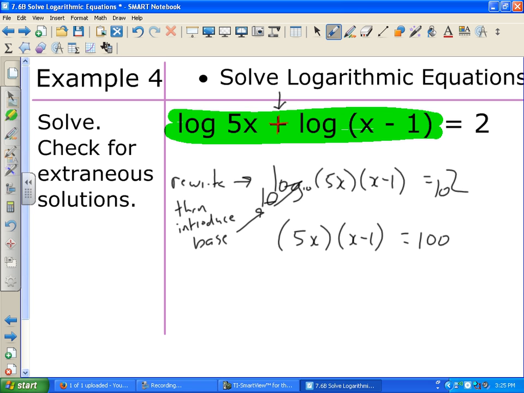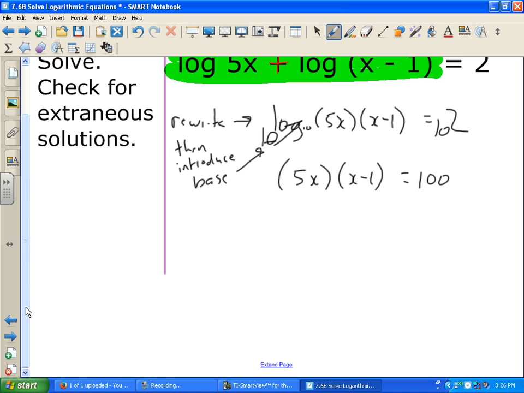The problem won't work if you don't rewrite it first for these. All right. From here, we have 5x times x minus 1 equals 100. How do we solve that? Well, I'm glad you asked. The first thing we do is we distribute the 5x to the x minus 1. That gives me 5x squared minus 5x equal to 100.